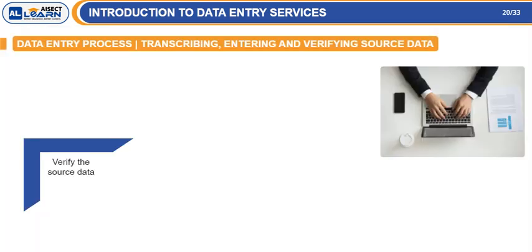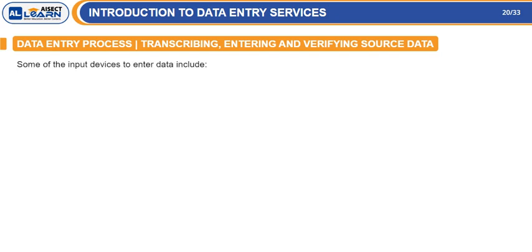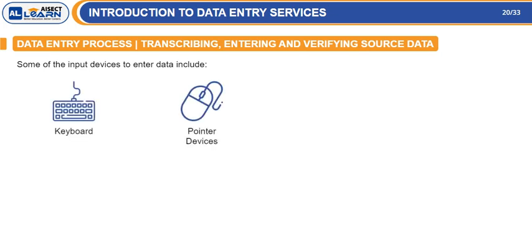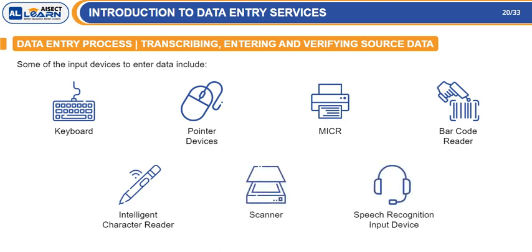After verifying the source data, the next step to be performed by the data entry operator is to transcribe and enter the data into a computer and scan source documents in accordance with specific program instructions. Some of the input devices to enter data include keyboard, pointer devices, MICR, barcode reader, intelligent character reader, scanner, speech recognition input device.